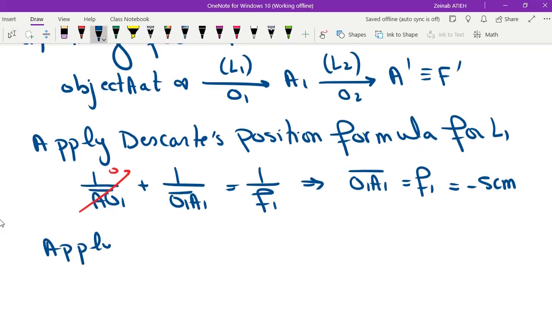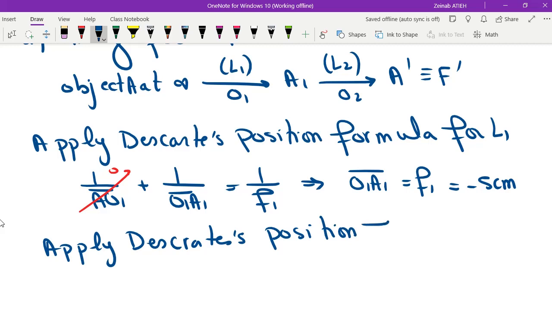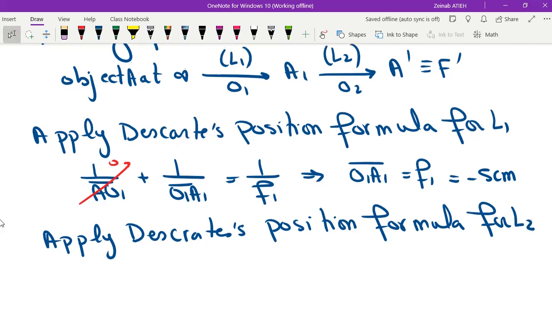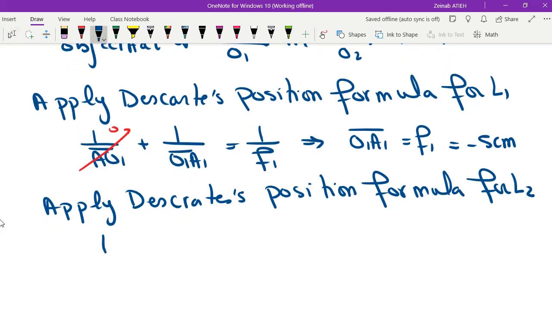Same thing we will do for the second lens. So apply the position formula for L2: 1 over A1O2 plus 1 over O2A prime, which is the F prime, equals 1 over F2.